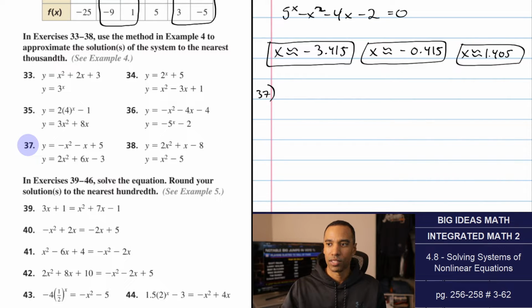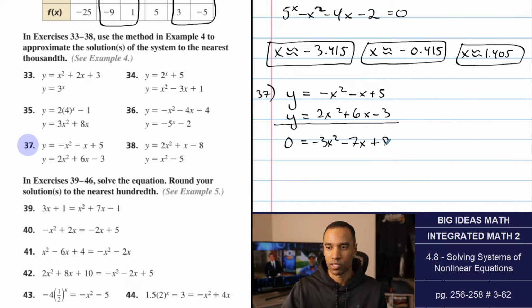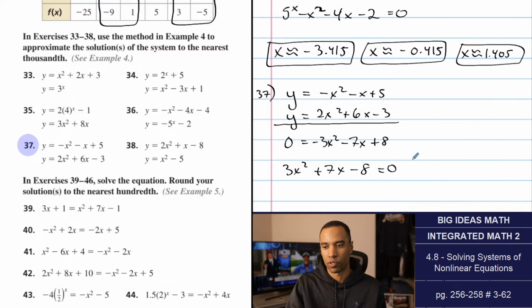Okay, 37. y equals -x squared minus x plus 5, and y equals 2x squared plus 6x minus 3. I actually would favor using elimination this time, just because they're all quadratics. So let's subtract down this list. y minus y is 0. -x squared minus 2x squared is -3x squared. -x minus 6x is -7x. And 5 minus -3 is positive 8. But I'm going to still write it like this. Even if I'm solving by approximating using this other method, I'm going to swap all the values out.